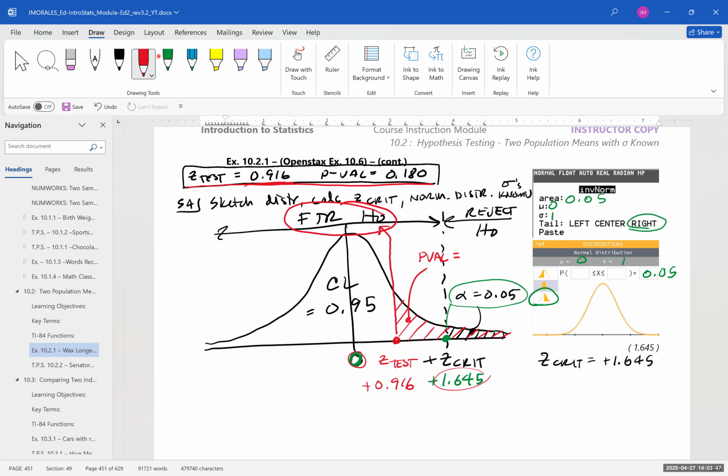And if you look, the p-value is 0.180. And if you compare area to area, right, oranges to oranges, you can see that this area of the p-value is greater than 0.05. And that leads us to our next step.